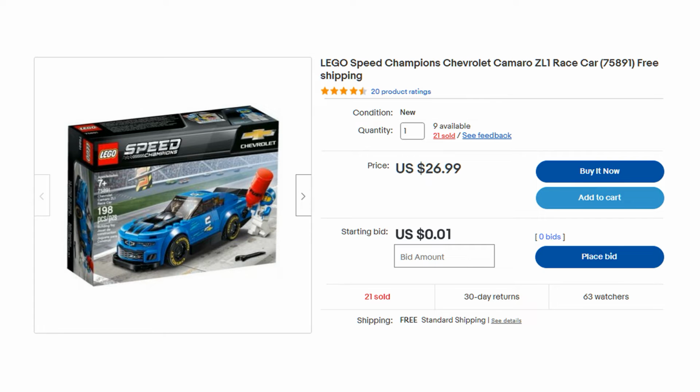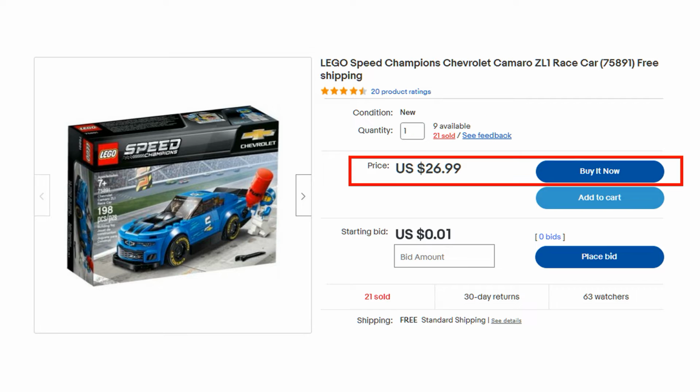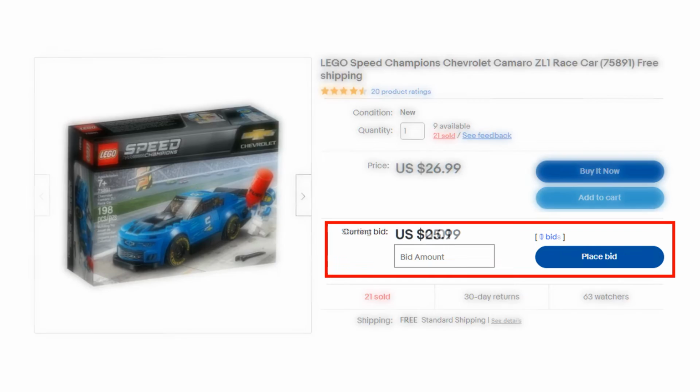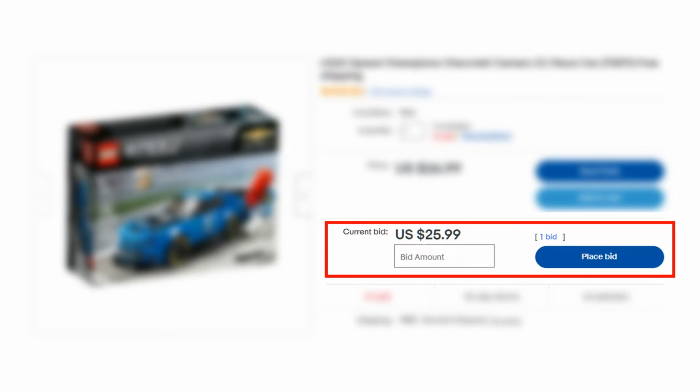So here's a listing I found of a Lego Chevrolet Camaro race car. And I can see that the seller has 9 of these available with a buy it now price at $26.99. So from a buyer's perspective, if I really want to buy one of these Lego Camaros for my son right now, I can do so for $26.99, or I also have the option to place a bid. So let's say instead I place a bid of a lower price at $25.99.